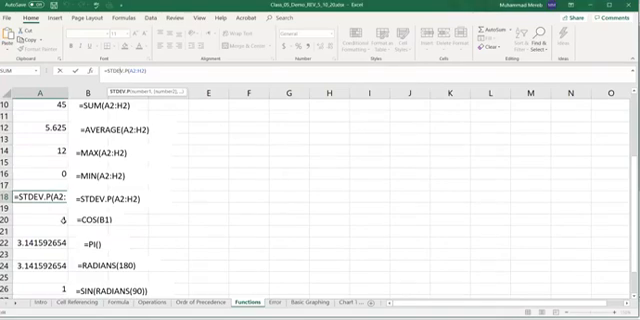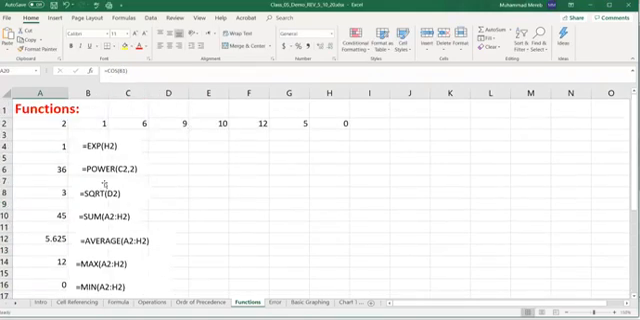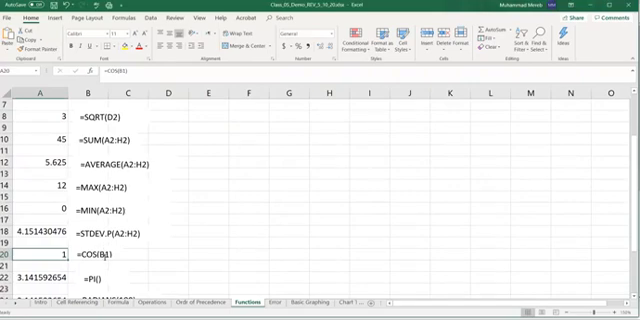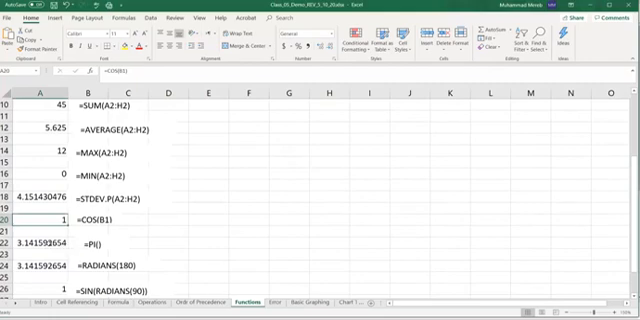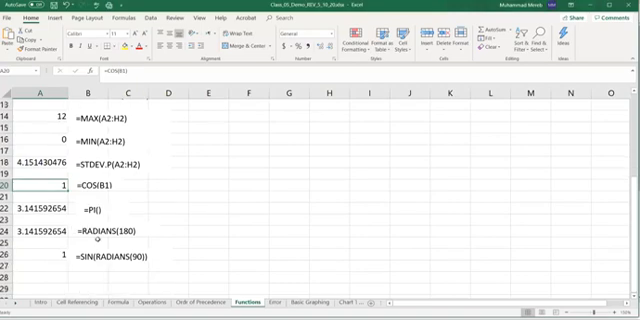Other functions like cosine for the angle, but just remember the angle should be in radians, not in degrees. So in this case B1 is 1, so cosine of B1, the angle in radians, is 1, and the pi, and this is the function for pi, it is PI with empty parentheses. We don't have an argument for it.